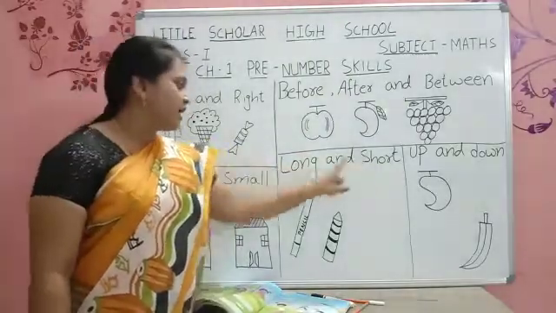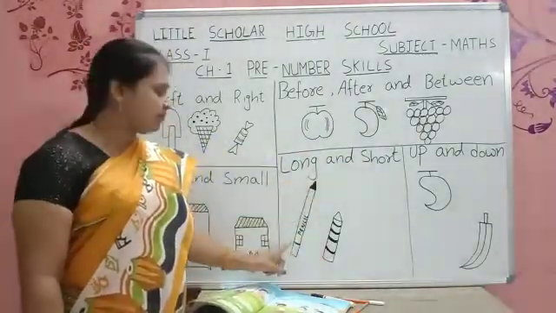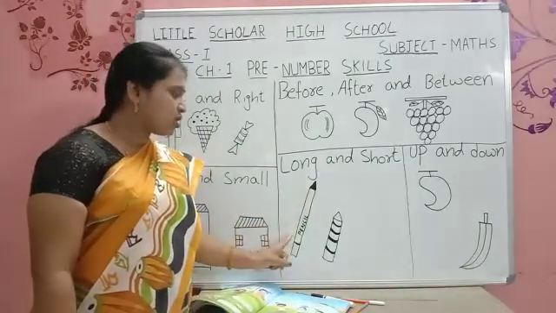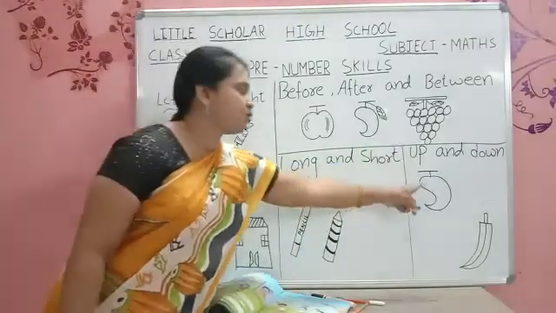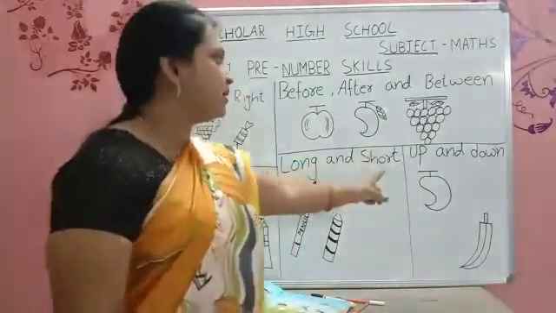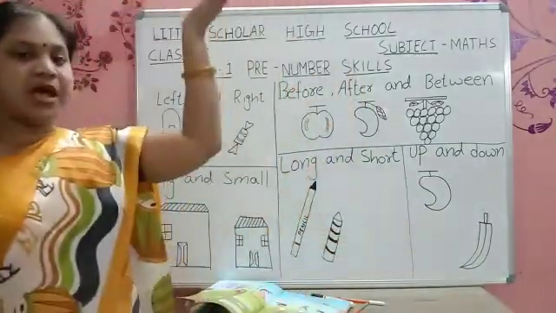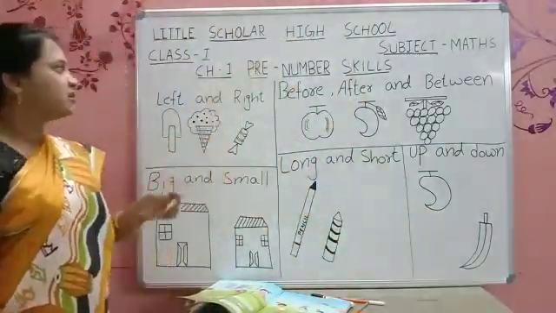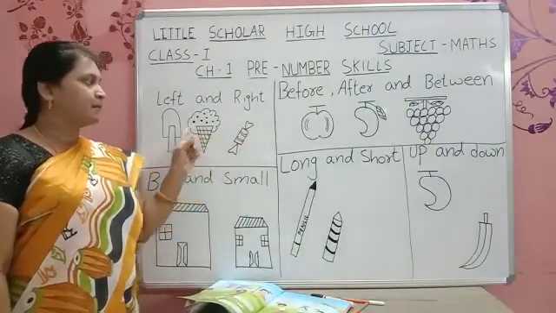Long and short. Here we have a pencil and a crayon. By seeing we can find out pencil is longer, crayon is shorter. Up and down. Mango is placed on the top, up. Banana is placed down. Up and down. All this you should draw neatly in your classwork.